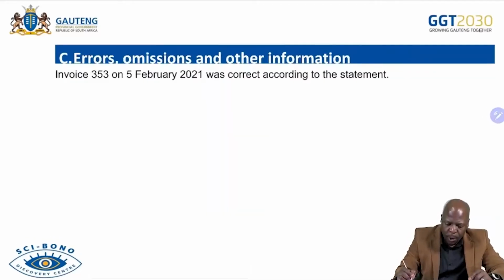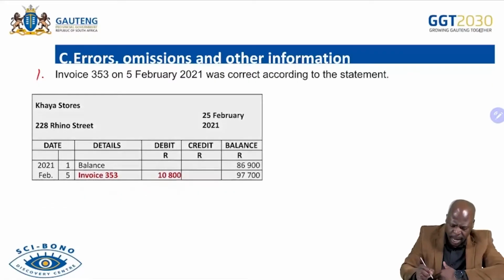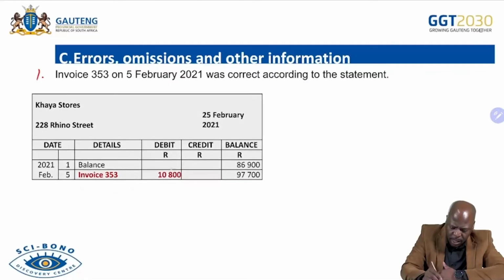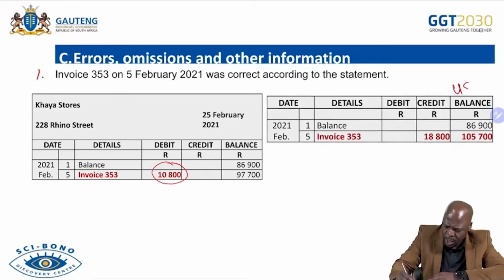I want you to now look at the first one. It says, invoice number 353 on the 5th of February was correct according to the statement. This is now adjustment number 1. Okay. It says invoice 353 on the 5th of February was correct according to the statement. Let's see now on the statement. This is the statement. This invoice is 10,800. And they're telling us that it is correct. It is correct according to the statement. Where is it wrong? It is wrong in the ledger by us.